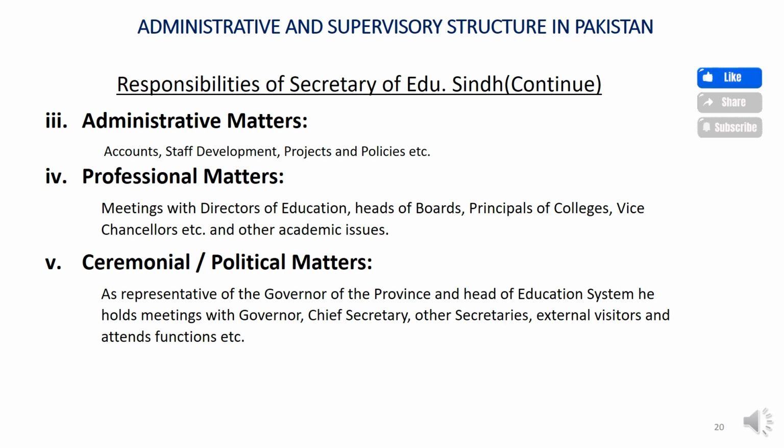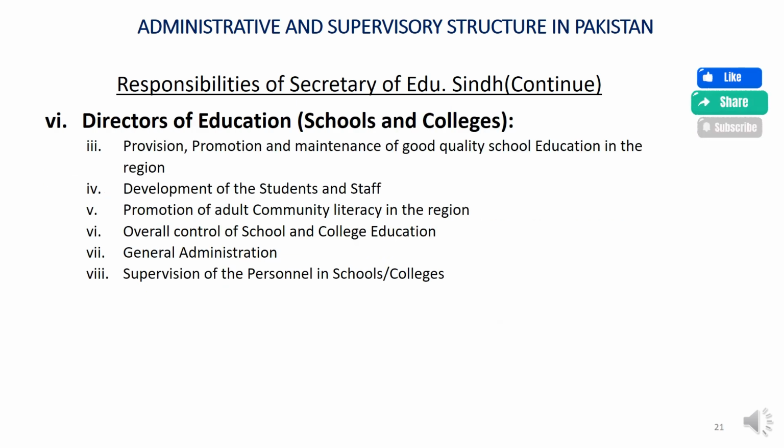So, he is a representative of the governor of the province and head of the education system. He holds meetings with the governor, chief secretary, other secretariats, external visitors, and attends functions at directors of education, like school and colleges: provision, promotion and maintenance of good quality school education in the region. The second is development of students and staff, promotion of adult community literacy in the region, overall control of school and college education, general administration and supervision of personnel in school or college.